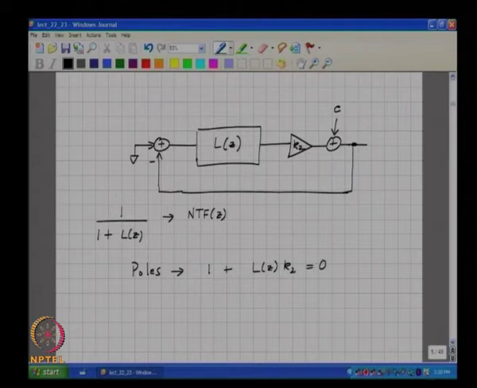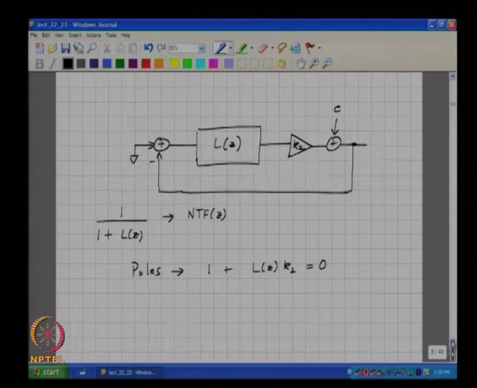So clearly K2 influences the locations of the poles and can therefore influence the stability of the loop, because you want to make sure that the closed loop poles stay within the unit circle if you want a stable system. Does this make sense? All right.